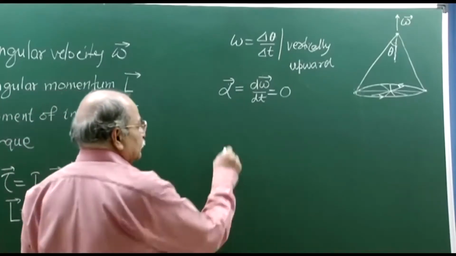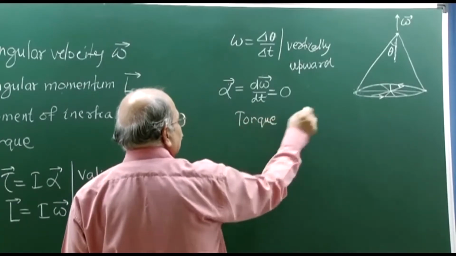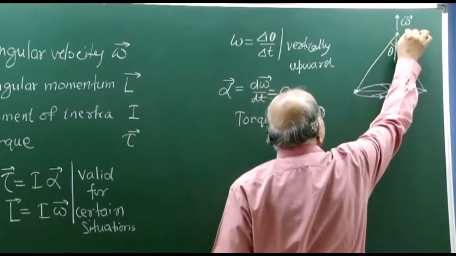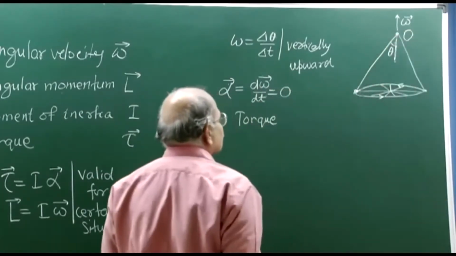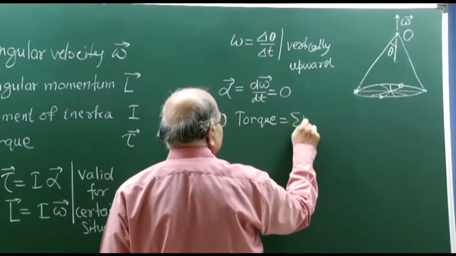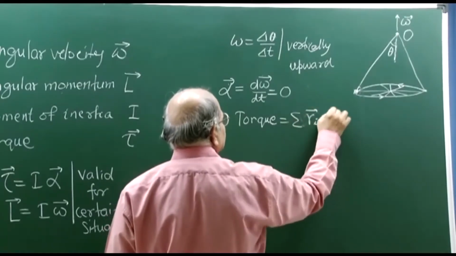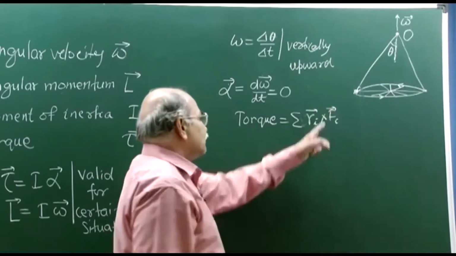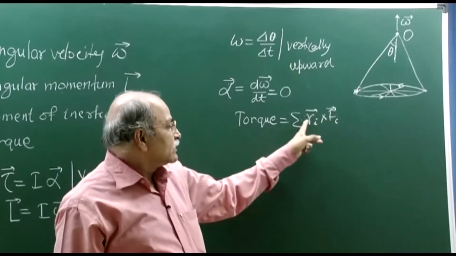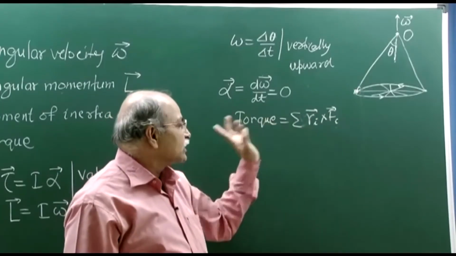Next is torque. So, let us calculate the torque on this rotating ball. This is the point of suspension and I take my origin here. So, the torque on this ball is the summation of Ri cross Fi. I have to look for all the forces, and for each force find this Ri cross Fi, and add those torques vectorially to get the total torque.